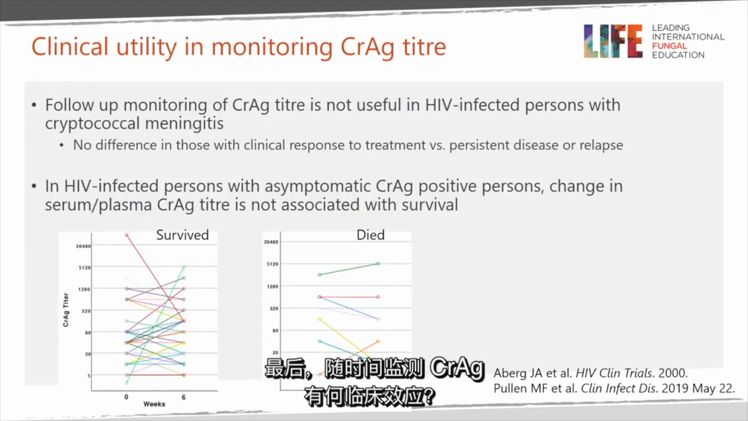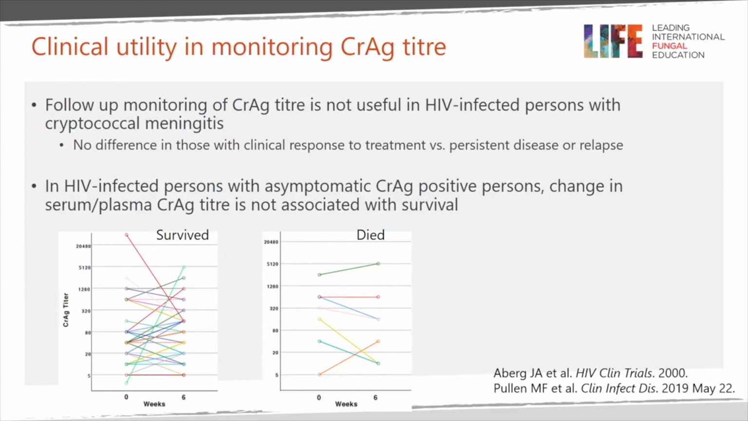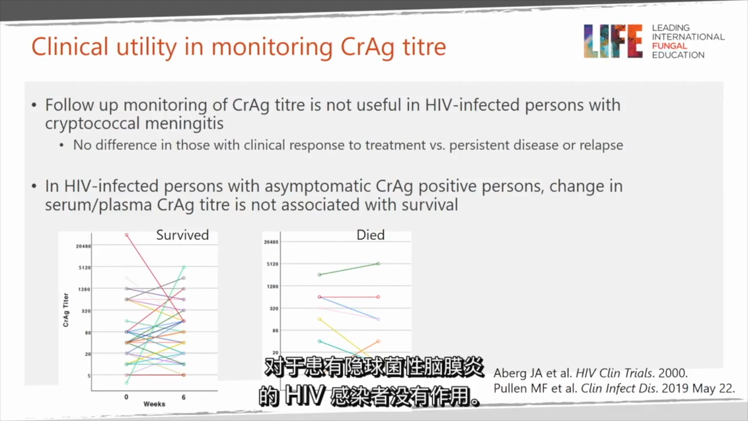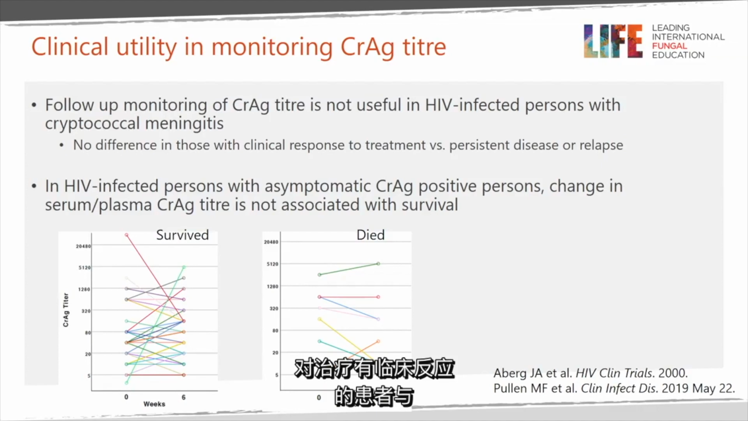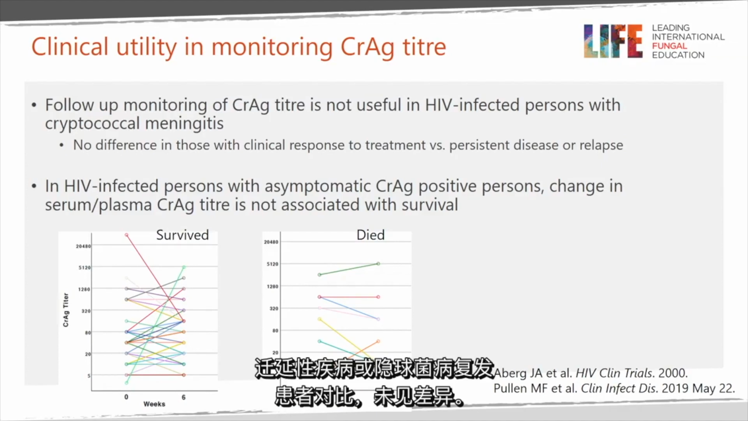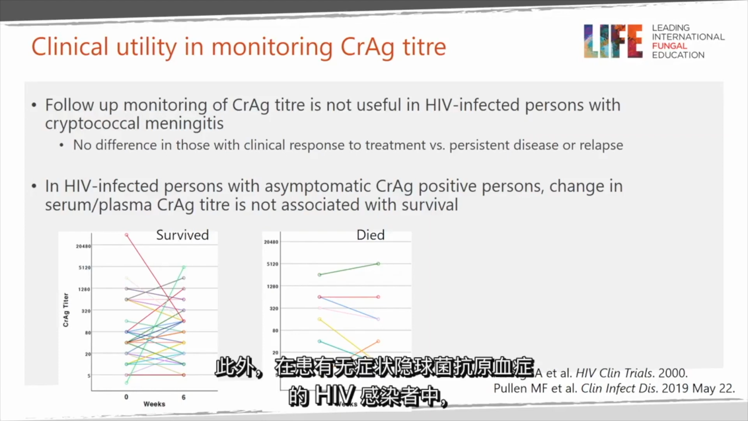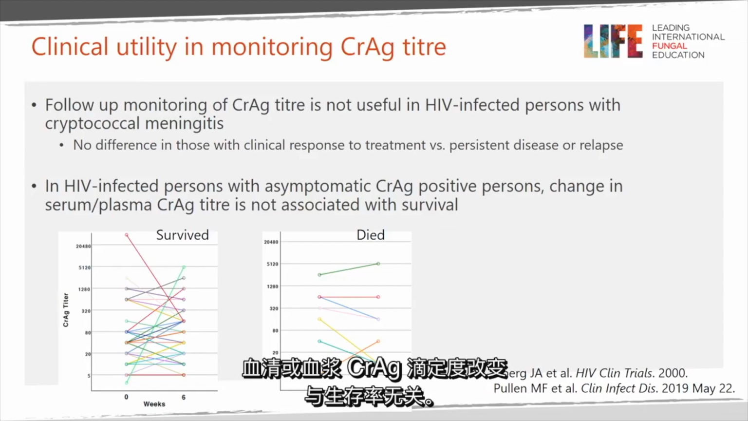Finally, what is the clinical utility of monitoring CrAg titer over time? Follow-up monitoring of CrAg titer is not useful in HIV-infected persons with cryptococcal meningitis. No difference has been seen in those who've had clinical response to treatment versus persistent disease or cryptococcal relapse. Furthermore, in HIV-infected people with asymptomatic cryptococcal antigenemia, change in serum or plasma CrAg titer is not associated with survival.